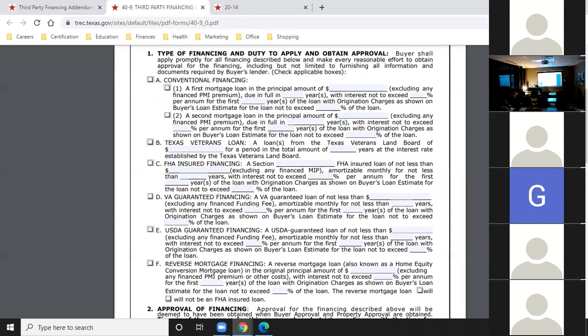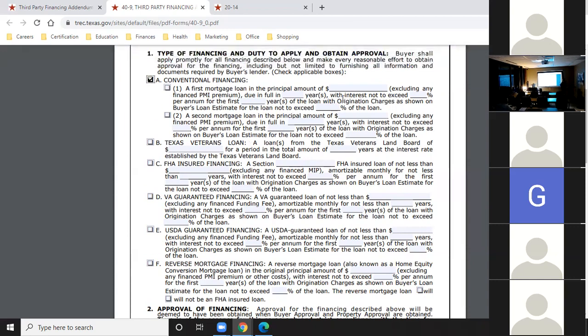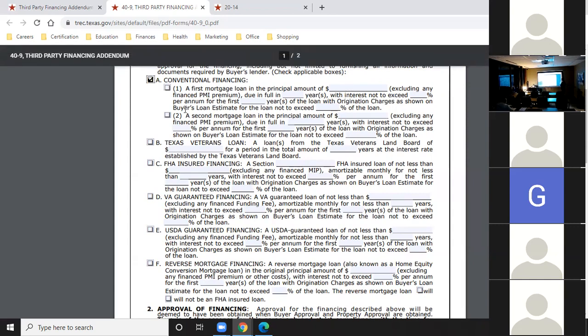Okay, I'm going to do Eugene. I'm going to say A, conventional financing. Conventional. Yeah. And then I have to do 1 or 2, don't I? Sure do. 1 or 2. I'm going to say 1. Mm-hmm. Gotta scroll down.